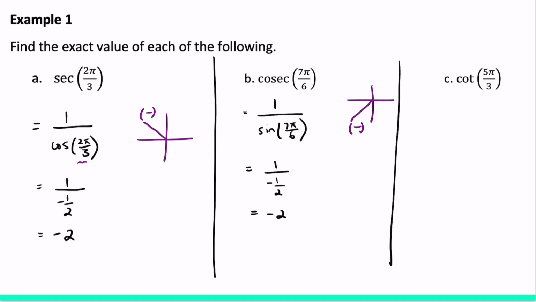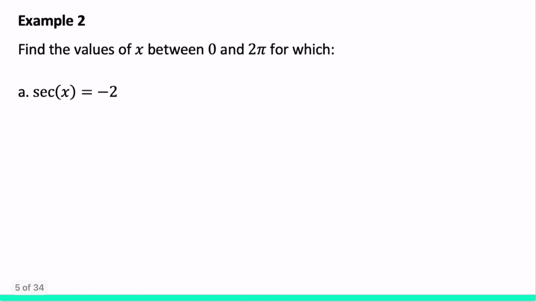Finally, for cot, that's 1 on tan, 5 pi on 3. 5 pi on 3 is going to be in the fourth quadrant. Then we consider what is tan of pi on 3, which is going to be root 3, and it's negative. So I end up with negative 1 on root 3. So that is how you work with your reciprocal trigonometric functions. You can notice that it's very similar to how we usually work with it, but it's just that it's 1 on. So we often end up with flipping the answer.